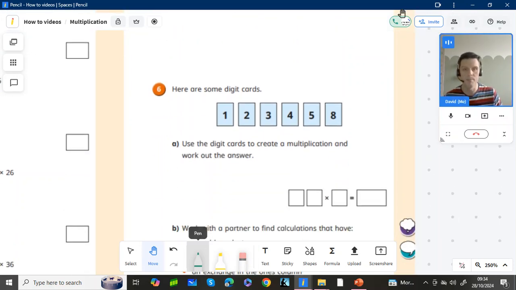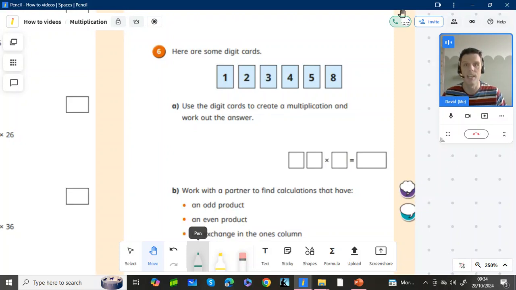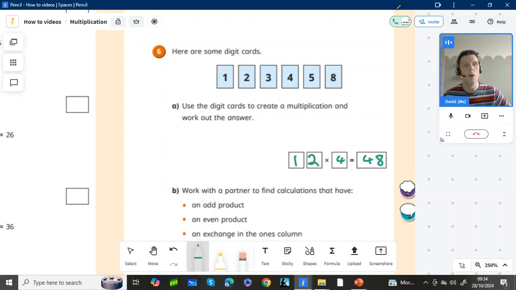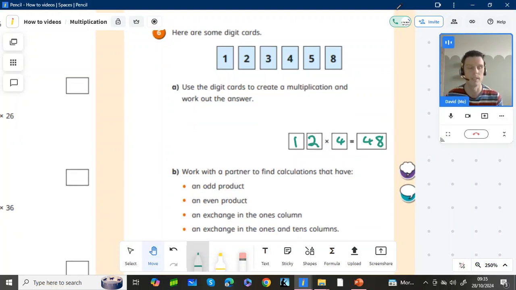Okay, moving on now. And the final part is, here are some digit cards. You can use the digit cards to create a multiplication to work out the answer. Now you can use the digit cards more than once. So the example I used last time, he says 12 times 4 is 48. But have fun now and have a go and see if you can work out some different sums using these digit cards. And if you want to, you can extend to B as well. So pause the video here to finish question 6, and then we will go through the answers.